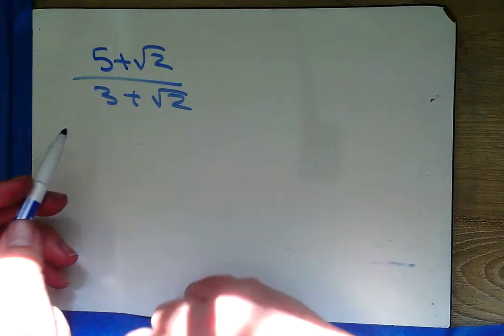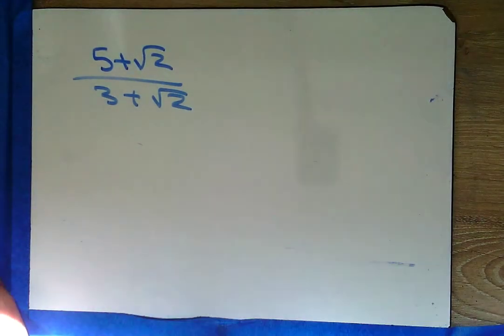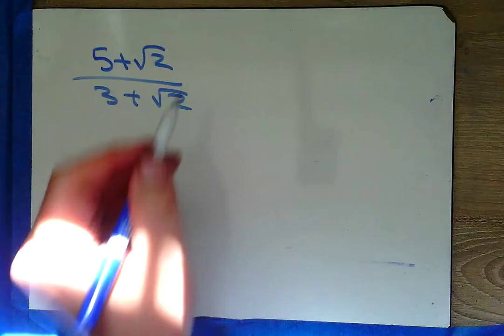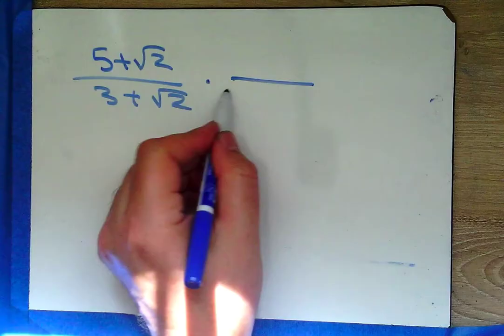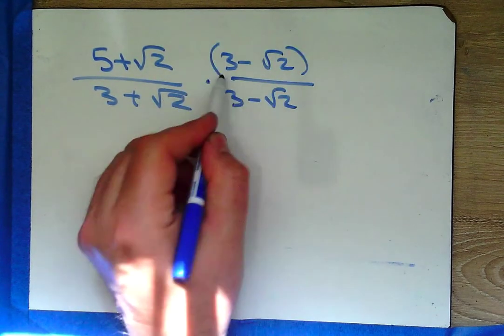Okay, you know what you're supposed to do here. You're supposed to rationalize the denominator using the conjugate. So pause the video and give this a try. Try rationalizing the denominator. Come back when you're ready. Okay, welcome back. Our conjugate, 3 minus root 2.